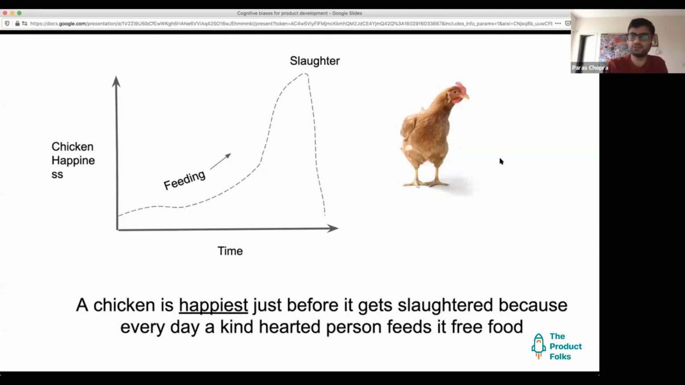Your happiness and trust in that person will keep on increasing over a period of time until, one fine day, it's slaughter day. Ironically, a chicken is happiest just before it gets slaughtered, because every day a kind-hearted person feeds it free food. Again, this is a cognitive trap. This is a bias wherein, because of repeated exposure to a happy event, you tend to form certain beliefs which are not embedded in reality, which are not true beliefs.